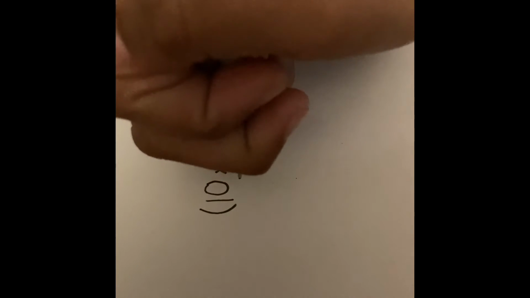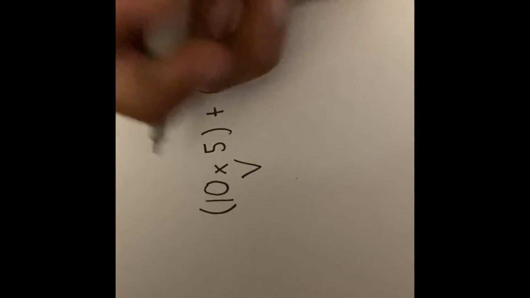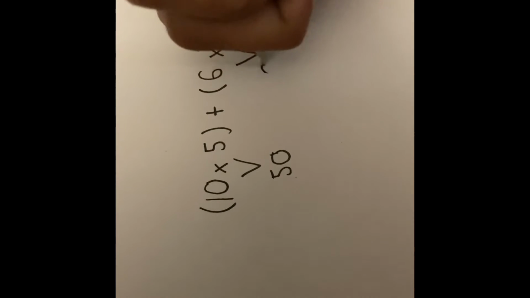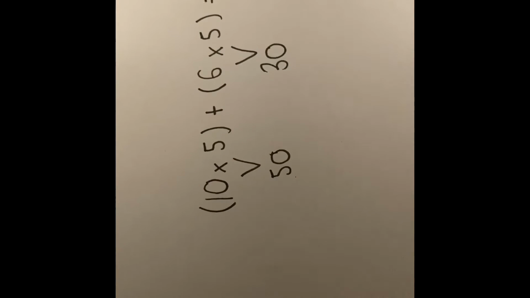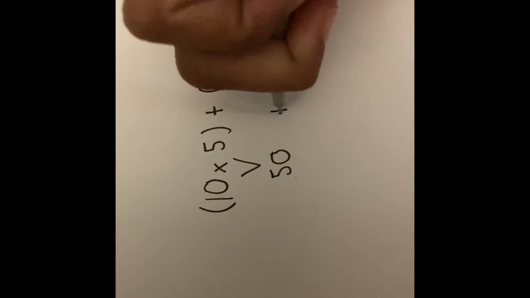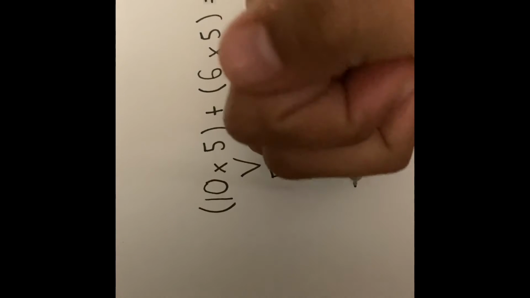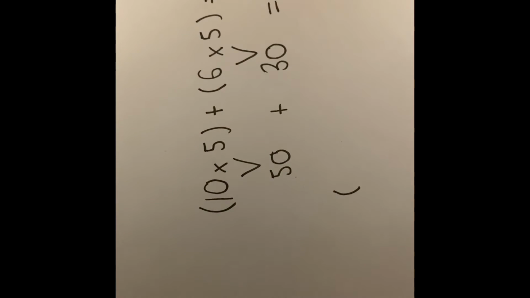So, we know 10 times 5 equals 50. 6 times 5 equals 30. And then you just add these, and 50 plus 30 equals 80. Okay, now let's do a division example. Put the parenthesis.